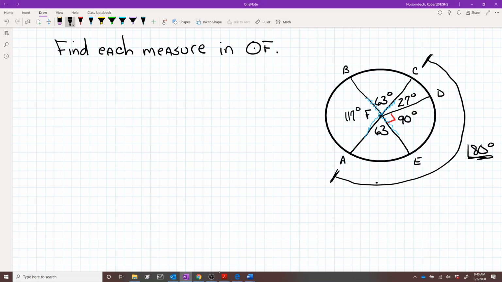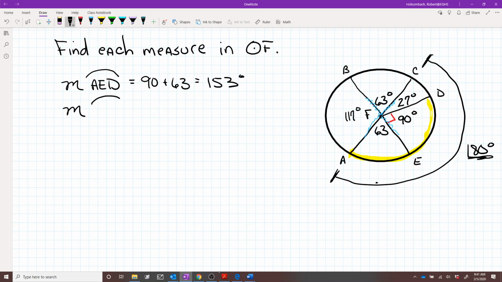So let's see what they ask you for. First thing is the measure of arc AED. That's starting at A, going through E, and ending up at D. So it's this yellow one right here. And that's a combination of the 90 and the 63. So that's your 90 plus 63, which is 153 degrees. Everybody see it?